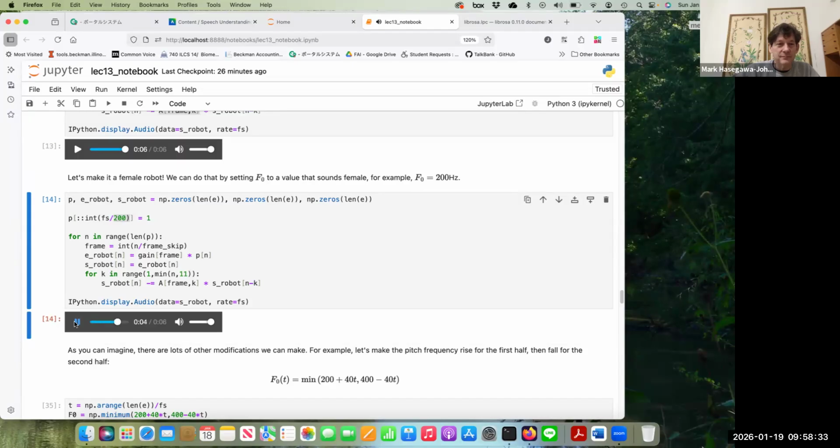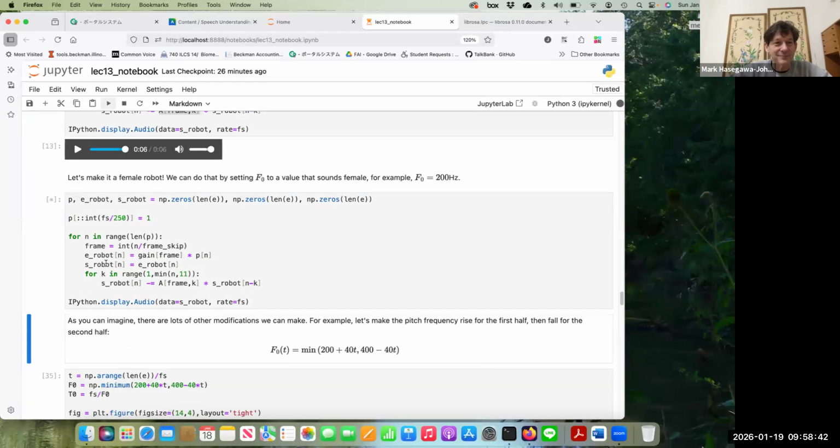It's not very convincingly female, but you might say it's kind of a female-like robot. I wonder what happens if we make it 250 hertz. Let's try that.